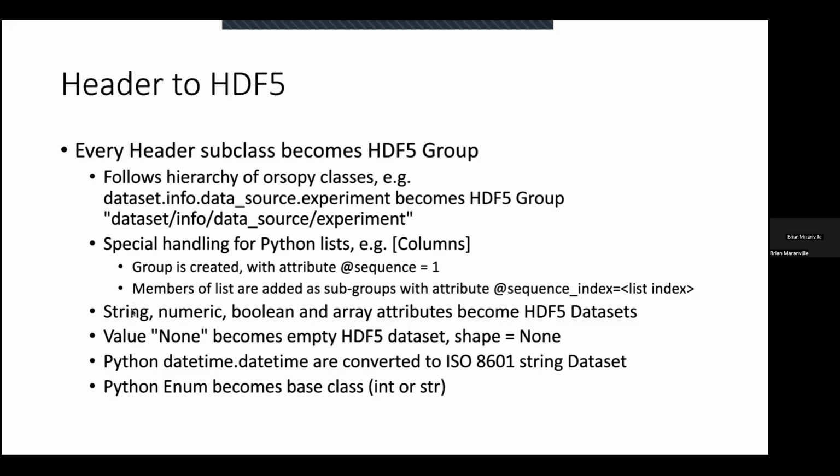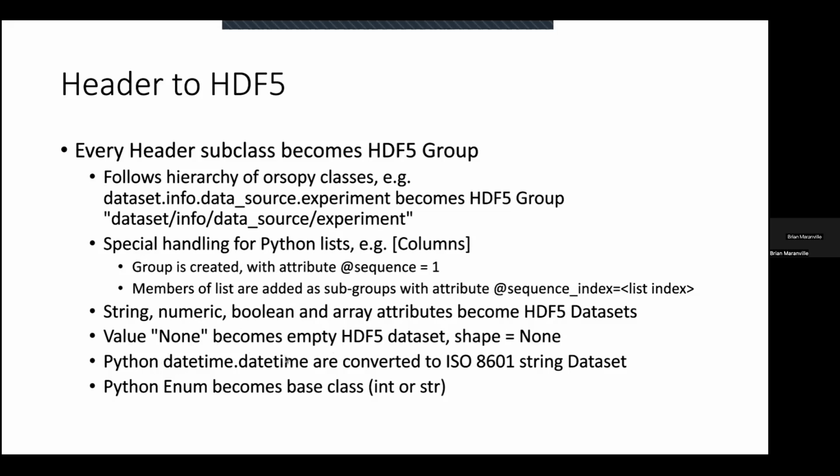And then for everything else, all of the values that you write from the ORSOPy object are written to HDF5 data sets, where they map directly onto data types mostly that exist in HDF5. There's a special data type for none. This is something that exists in HDF5. You can make an empty data set with shape equals none, and that reads back into null or none when you read it back out.